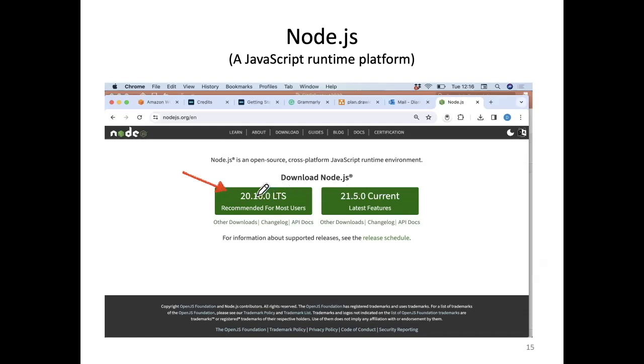It does say it's recommended here. This is the stable version of Node. This is the more experimental. I think to use the word current here was a bad choice on their part, but anyway. So make sure you pick the one on the left.